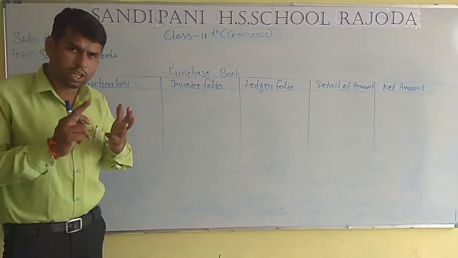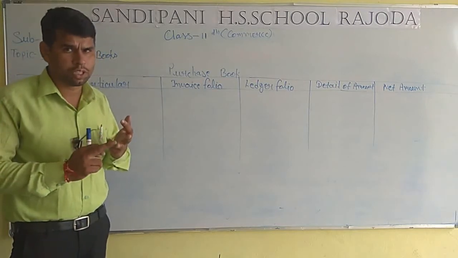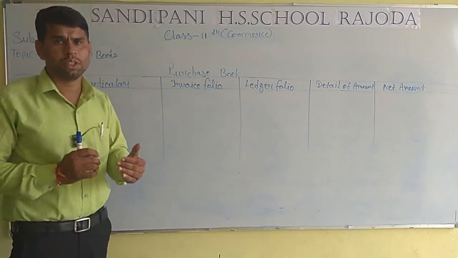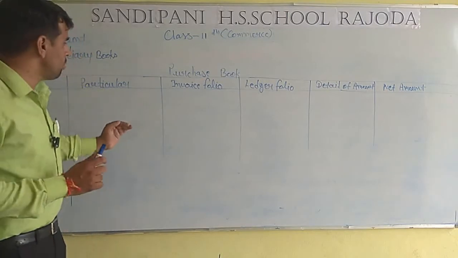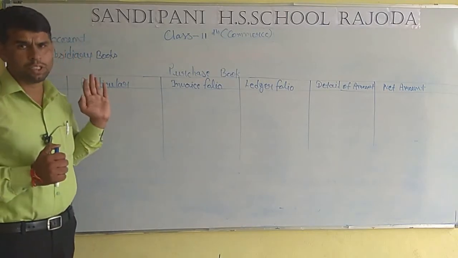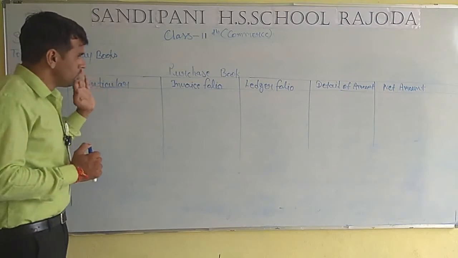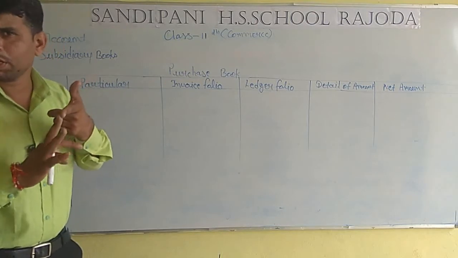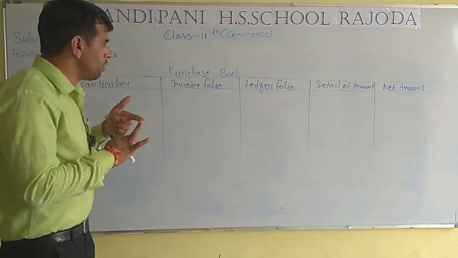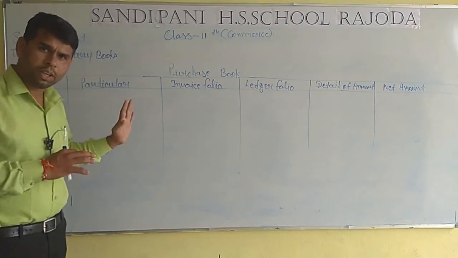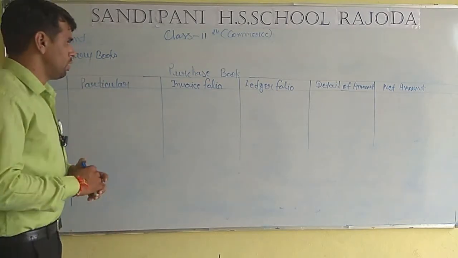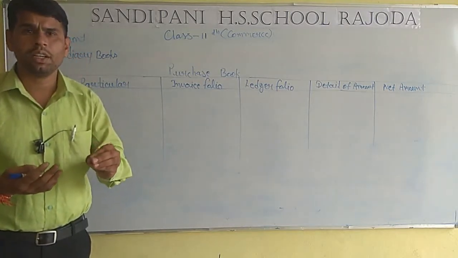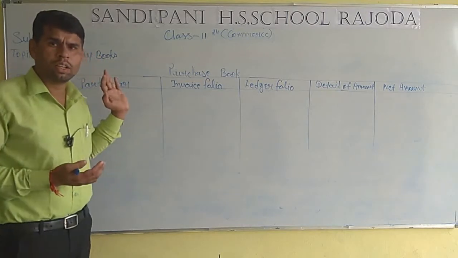Then third, consignment goods. If you send your goods on consignment, you do not write it in the purchase book. You have to remember 3 points: first, cash purchase, assets purchase and consignment goods we will not write in the purchase book. You have to remember this always. Then next we will learn which transaction we have to write in the purchase book.